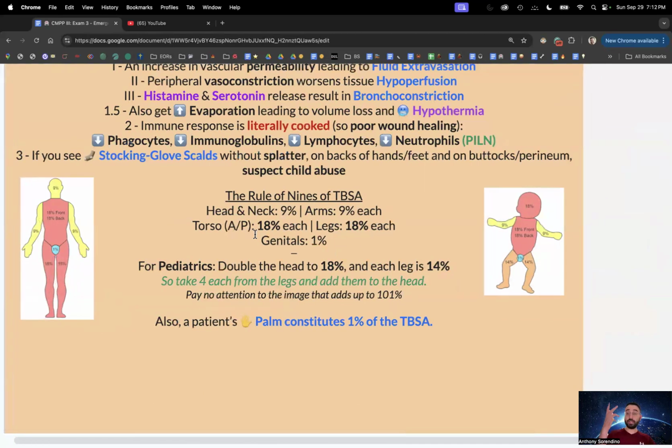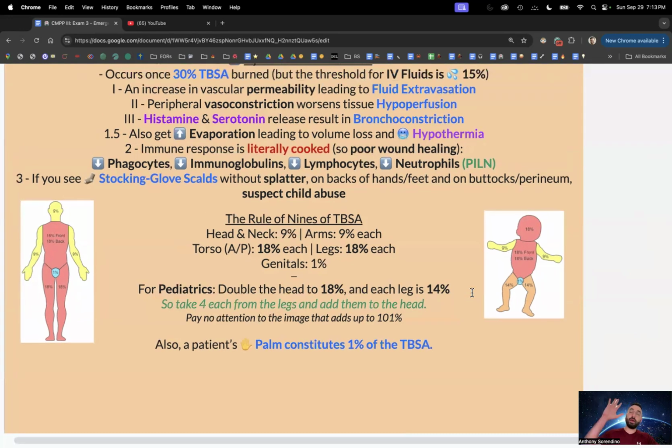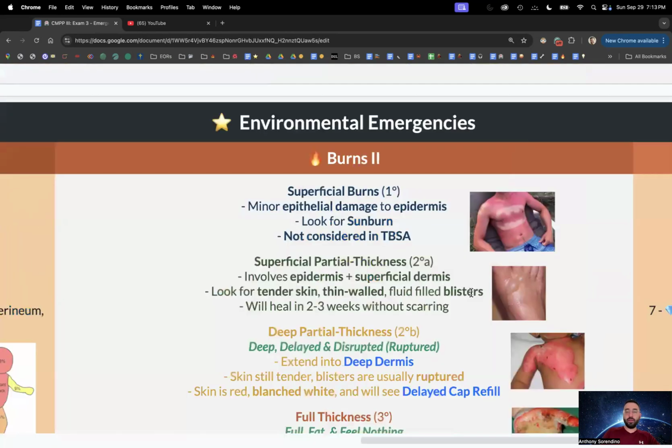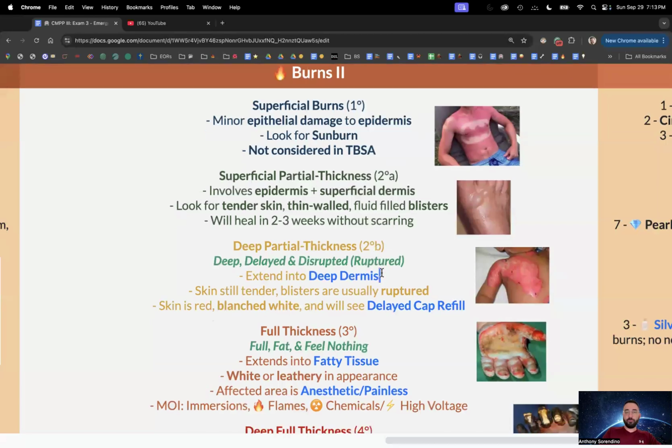For kids, they have large heads, so you're going to double that to 18. And then they have smaller legs, so you're just going to take four away from each leg. You're basically taking away from the leg to add to the head. So just know that their heads are 18, arms are the same, front and back are the same. But knowing those legs at 14 is going to be important. And then a patient's palm, not your palm to the patient, but the patient's palm relative to themselves, that's going to be 1%.